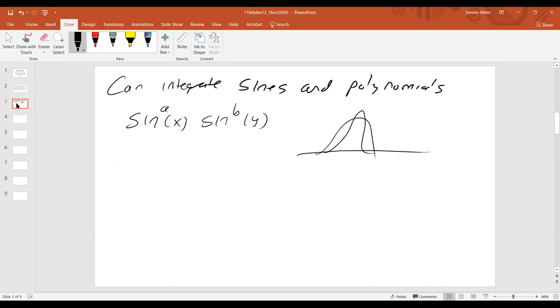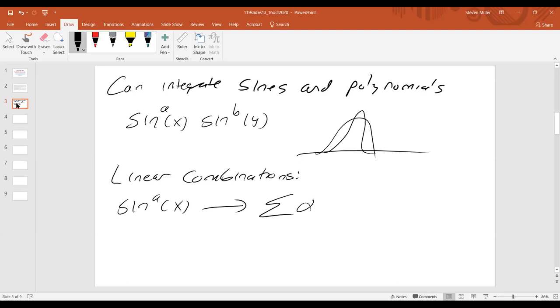So one thing we can do is linear combinations. Instead of looking at sine of x to the a, let's look at maybe a sum of alpha k sine a k x plus beta k. What we're doing now is taking a bunch of pieces where each piece we can do individually and just adding them. That's going to give us a much more general function. And the betas will be simple shifts.